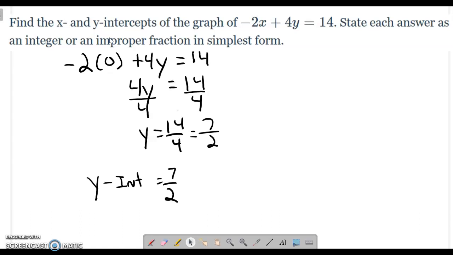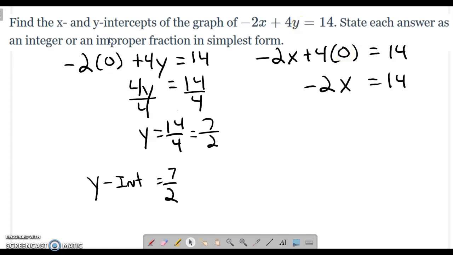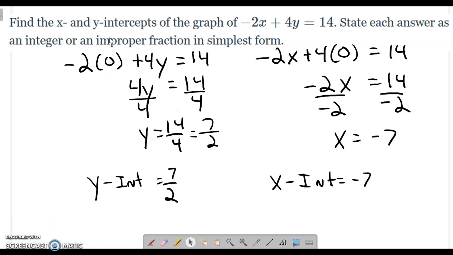All right, next, I'm going to go ahead and plug in 0 for y. So then once you do that, you'll end up with negative 2x is equal to 14. You're going to divide by negative 2. And then 14 divided by negative 2 is negative 7. So x is equal to negative 7 when y is 0. So the x-intercept is negative 7.